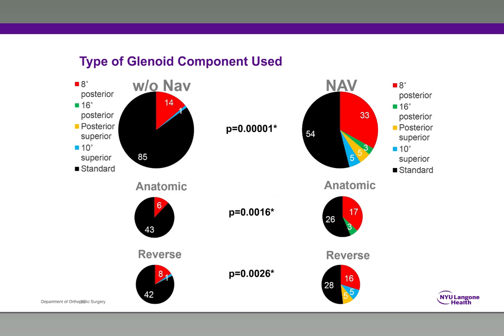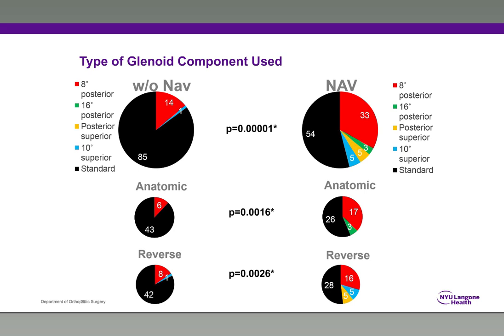Now, the type of glenoid component selected was interesting. You can see without navigation for the 100 cases, in the system I use, which has augmented glenoids for primaries and reverses, I used standard glenoids in 85 and some type of augmented glenoid in 15. The split between anatomic and reverse is shown here. However, when you look at the navigated system, it was much different in terms of appreciating glenoid anatomy and selecting an augmented component.